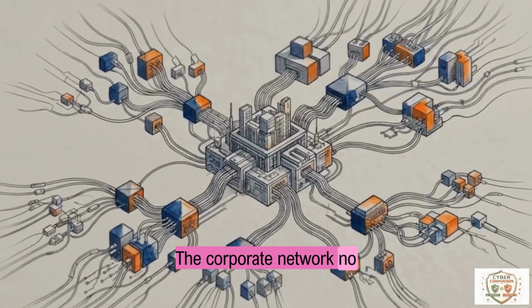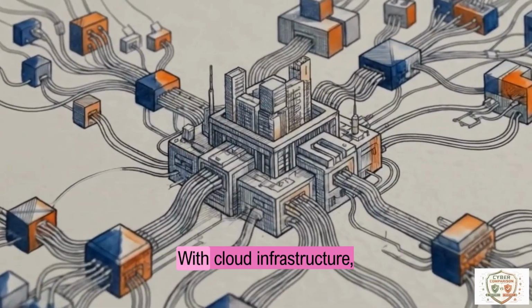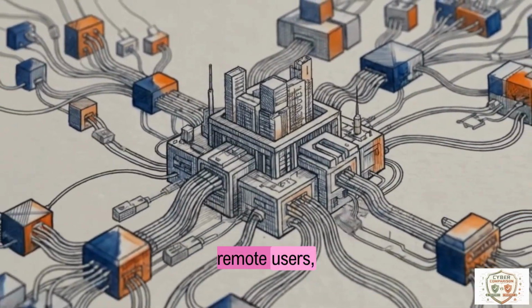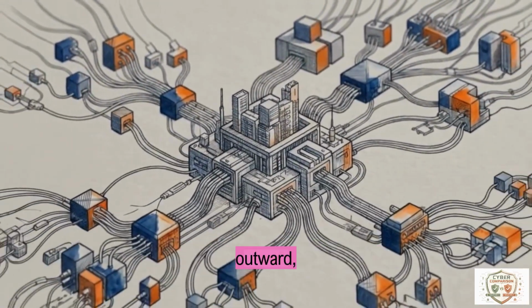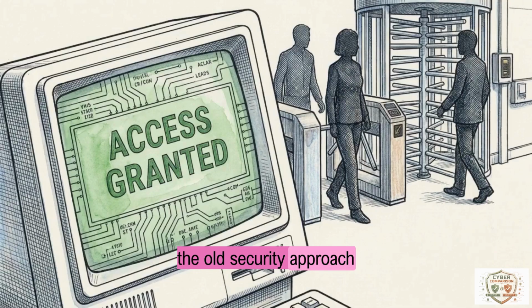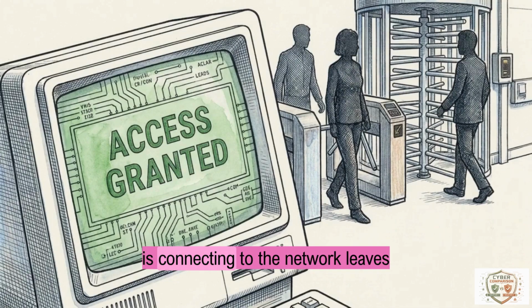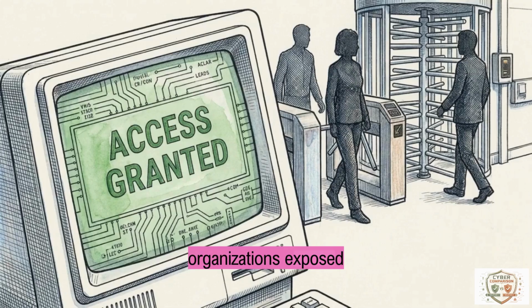The corporate network no longer has a perimeter. With cloud infrastructure, remote users, and third-party contractors expanding outward, the old security approach of simply asking who is connecting to the network leaves organizations exposed to massive blind spots.